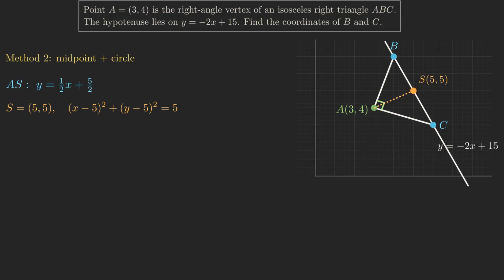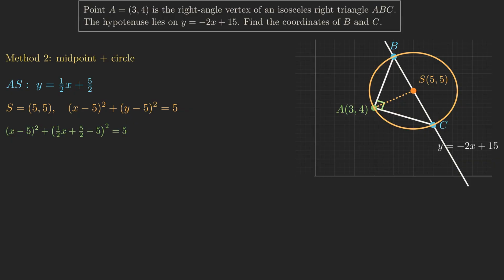Now we draw the circle centered at S with radius square root of 5. This circle passes through A, B, and C because in a right triangle the circumcenter is the midpoint of the hypotenuse. So the midpoint S is equally distant from B and C, and because we chose the radius to be SA, the same circle also passes through A.